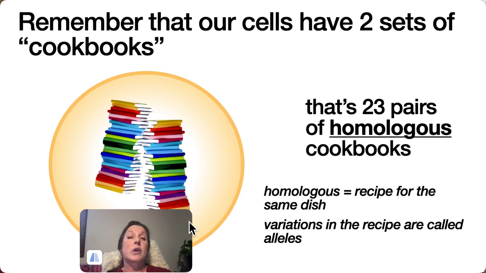So to stick with the cookbook analogy, if there's a recipe in this cookbook for oatmeal cookies, then that same recipe is also in this one because they are homologous. However, this oatmeal cookie recipe might be the allele that calls for chocolate chips, whereas this one may be the allele that calls for raisins. So we have 23 pairs. This is a pair, a homologous pair of cookbooks.